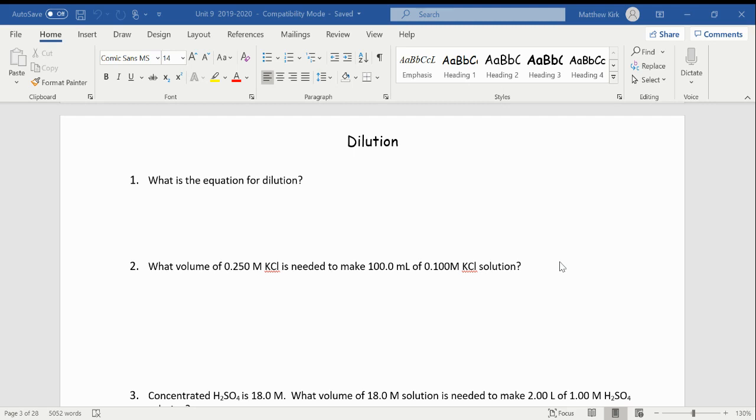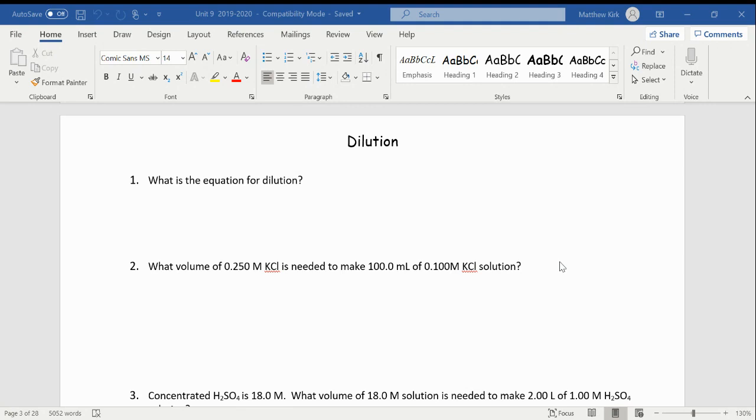Today is day 2 of our Unit 9 on acids and bases. And today we're going to take a little bit of a detour and talk about dilution. Now, dilution is a common lab technique that frequently applies to acids and bases.